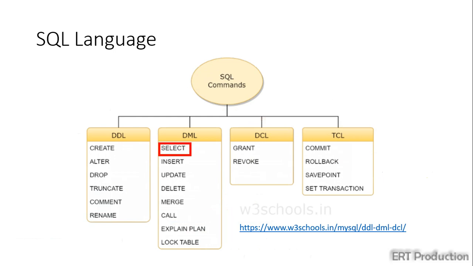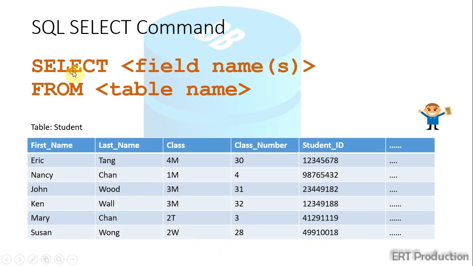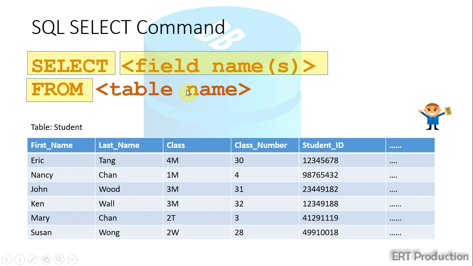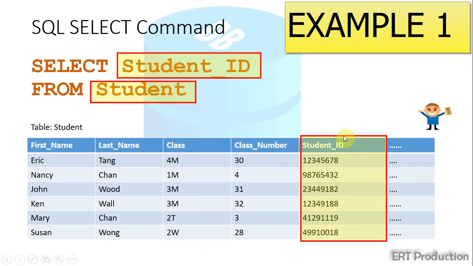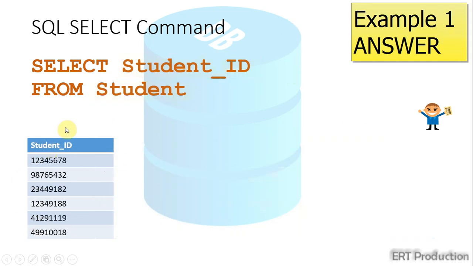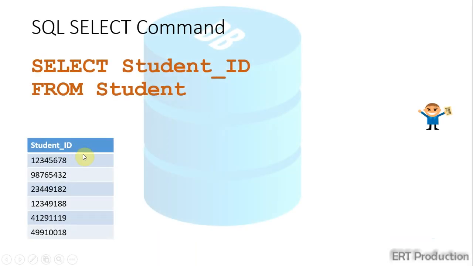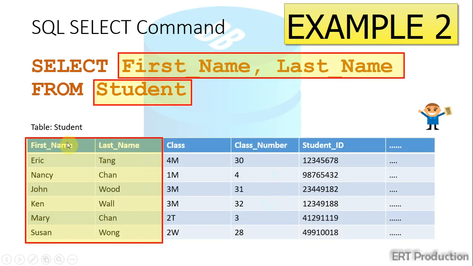Let's see one example. You can type select plus one or more field names, and then the keyword from plus the table name. It means that you only want to retrieve one or more columns from the table. For example, the result of this command will get all the data from the column student ID in the table student. And the result of this command will get all the data from the columns first name and last name in the table student.